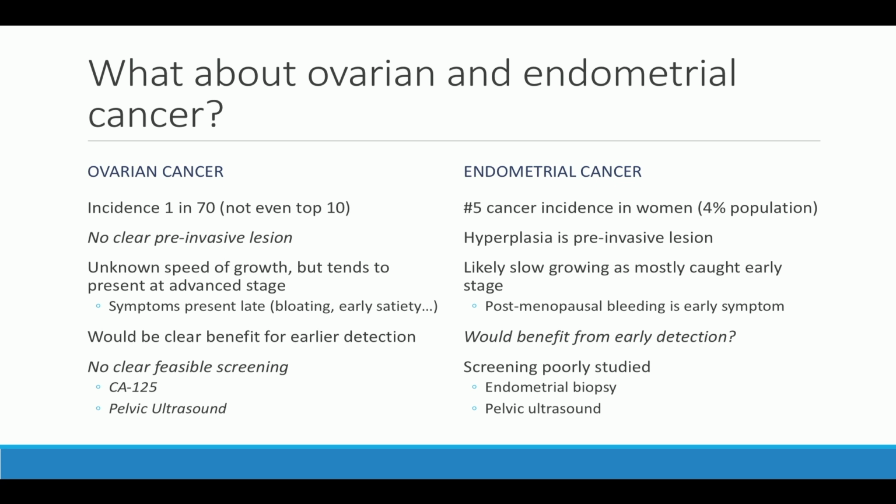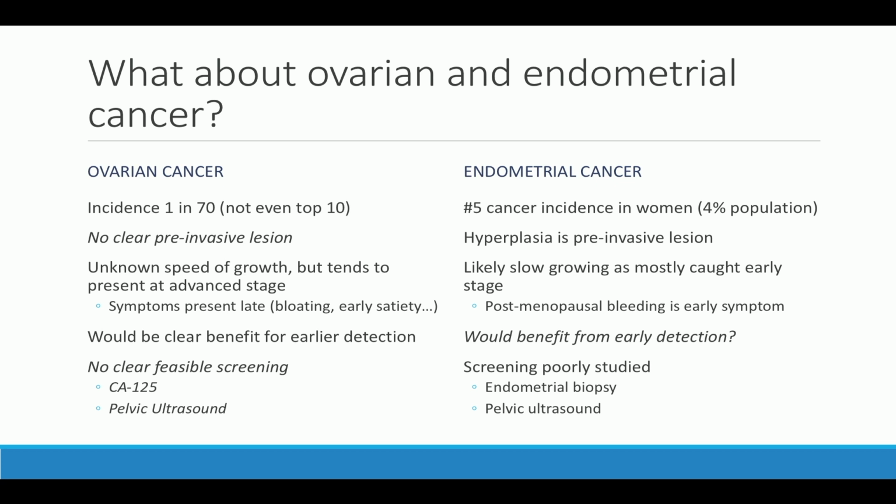It's not even in the top 10, right? So we're not talking about a high incidence. It doesn't really clearly have a pre-invasive lesion. So we're not doing a good job on our checklist of diseases that are amenable to screening. We don't really know how fast it grows, but we know it usually presents at an advanced stage, and the symptoms present late. It would definitely clearly benefit from early detection.